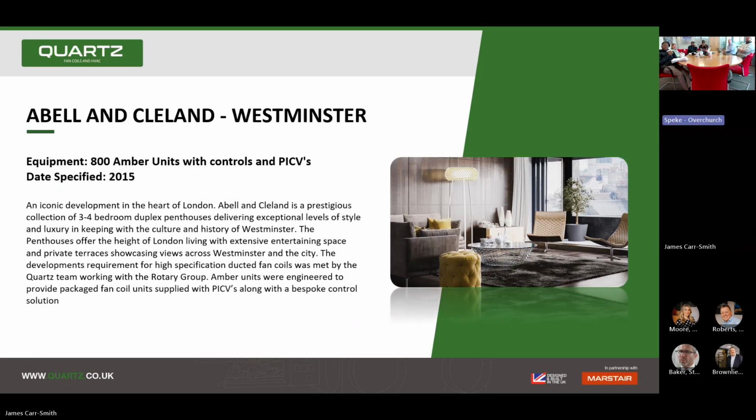This was a large residential project in the heart of Westminster, 800 ducted Amber units. The Amber unit of ours is a little bit slimmer, about 235. But again, supplied with full controls and PICV, which is commonplace now for manufacturers selling the basket of products.